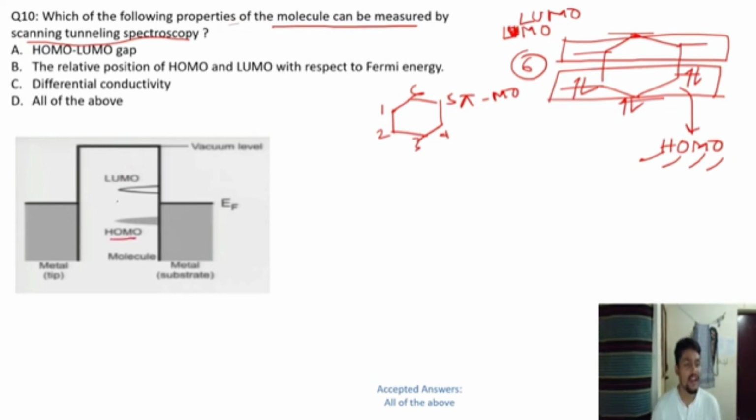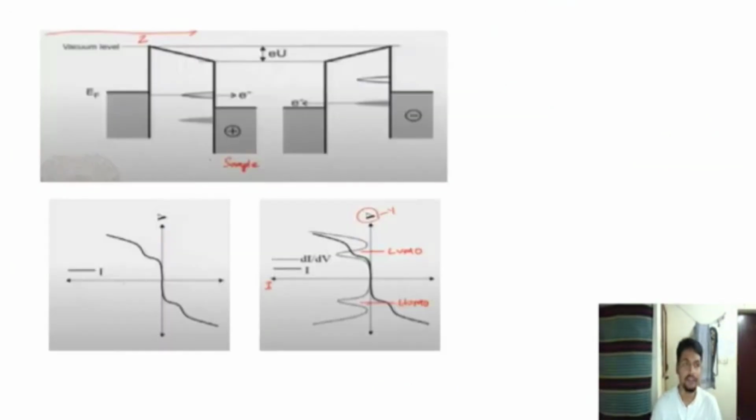So this is the HOMO and this is the LUMO, right? This is the HOMO, this is the LUMO for the metal substrate. Now this is the lowest unoccupied, this is the HOMO, the highest occupied. Now if we apply a bias, in the first case we are applying a positive bias on the sample.